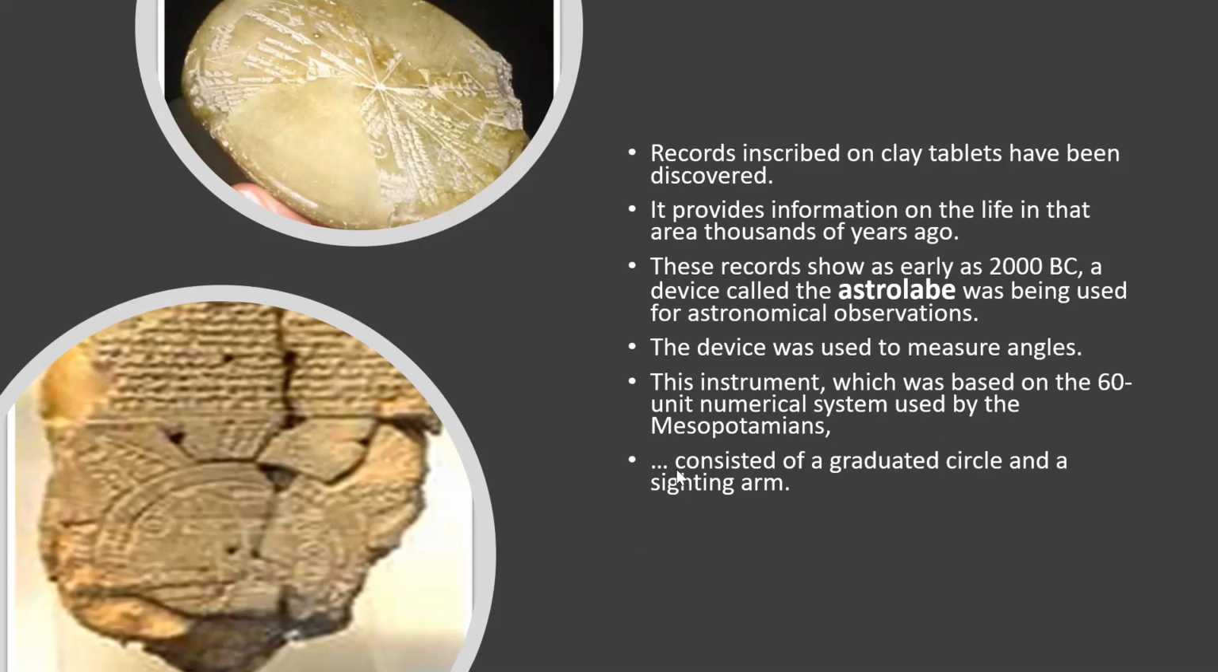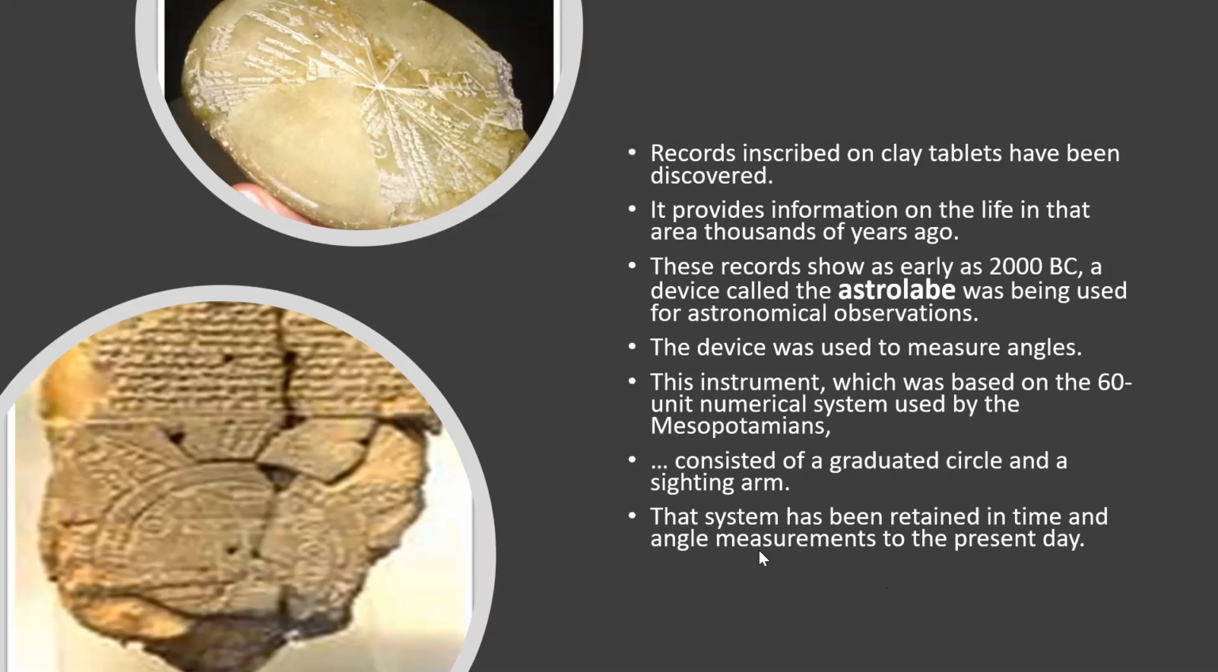The next one is, it consisted of a graduated circle and a sighting arm. Can you guess what it is? You have a circle, and the circle is graduated. Graduated here doesn't mean lulus, but it is divided into levels. So the circle has the first, second, third level, and so on. And a sighting arm means jarum penunjuk. A circle that is graduated into a 60-unit numerical system.